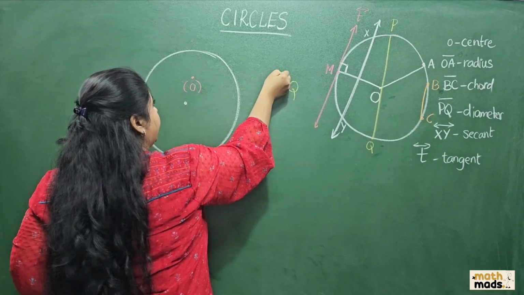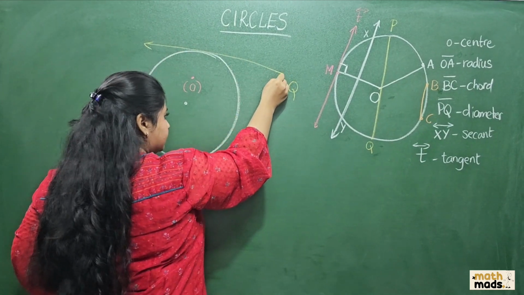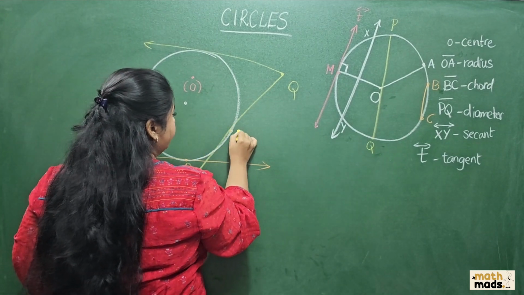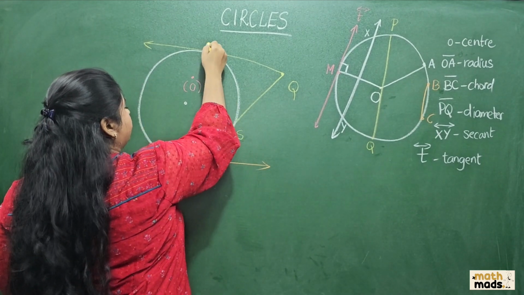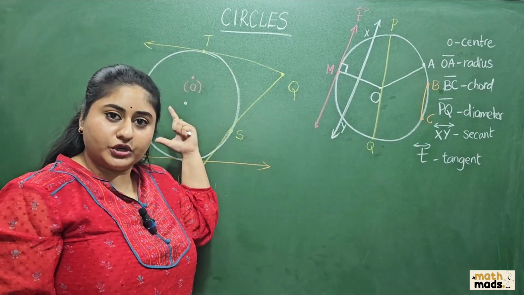You can draw 2 tangents. One is, let's say, going like this. The other one is like this. Okay. So let's say this is the point of contact S and this is the point of contact T. Okay. So from an external point, you can draw 2 tangents.